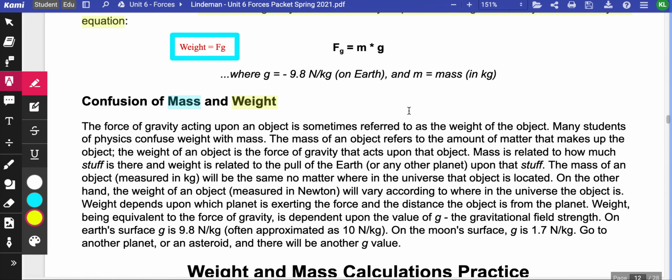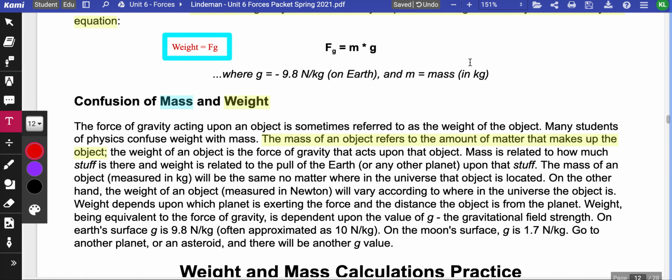Many students of physics confuse weight with mass. And I think the reason we do this is because colloquially speaking, we use these words the same. Okay, they are not the same though. In any science, they are not the same. So the mass of an object refers to the amount of matter that makes up the object. Okay, so mass is literally, you can just kind of put this off to the side.